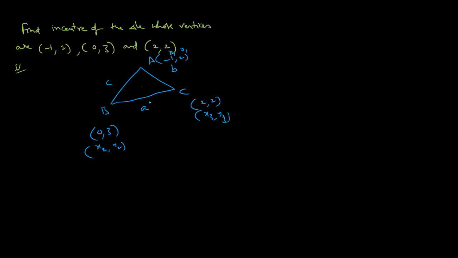Order is important. So first of all, what to do here? What is BC? Anyone? Distance between these 2 points, what is the answer? √5. 0 means 4, 3 means 1. Yeah, √5. Beautiful.